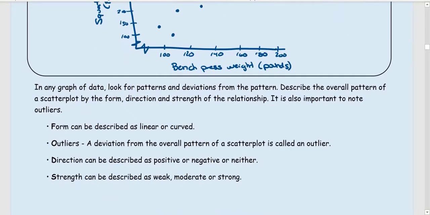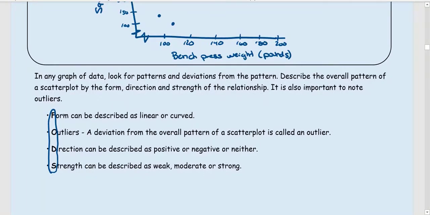So just like we had SOCS in the first unit to describe distribution, we're going to have FODs. It's not an actual word, but we're working with what we have to describe your scatter plots. Now, form can be used to describe a linear or curved relationship.